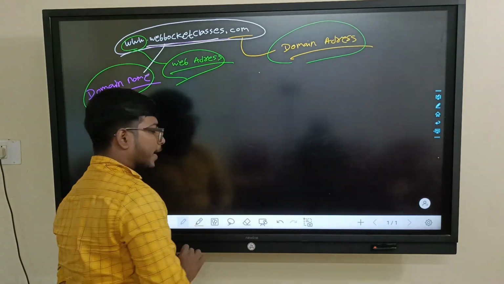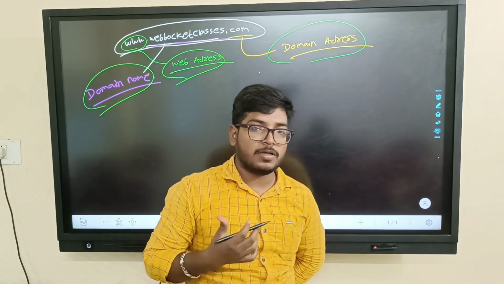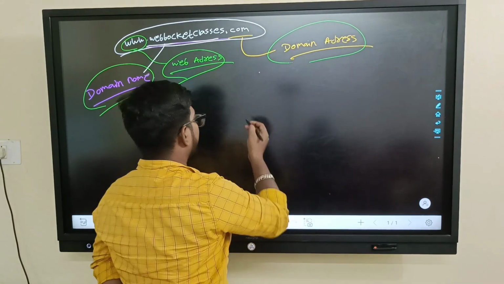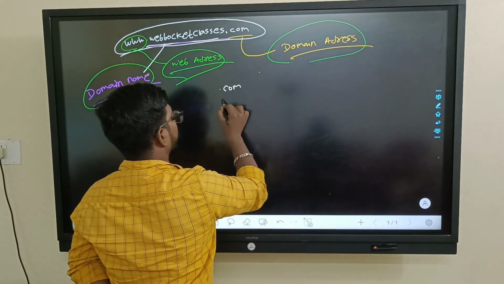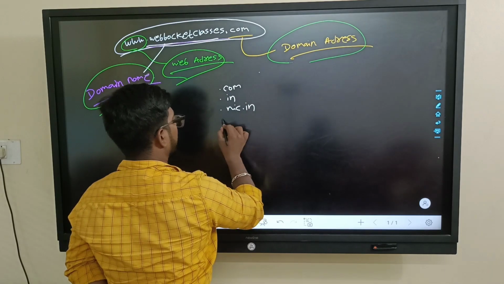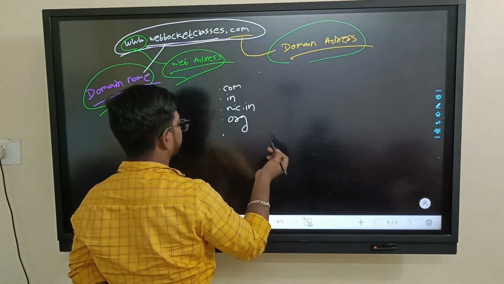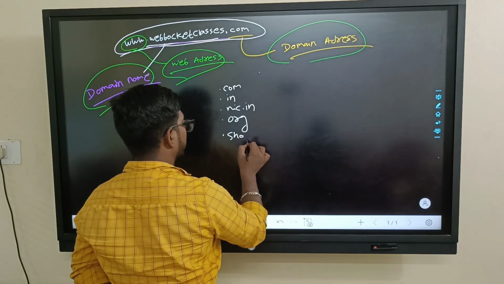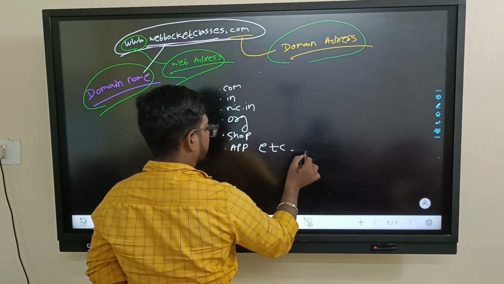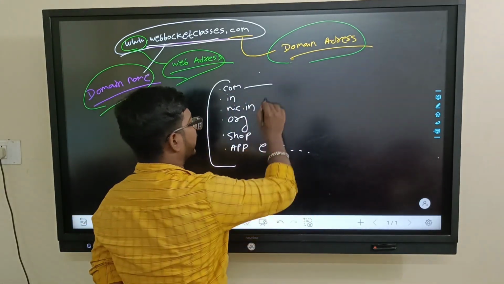Okay, like our domain address, there are multiple domain addresses present. Basically, you can know that like .com, .in, .nic.in, .org. There are multiple domain addresses present: .shop, .app, etc. In these domain addresses, .com is our highest value domain address.